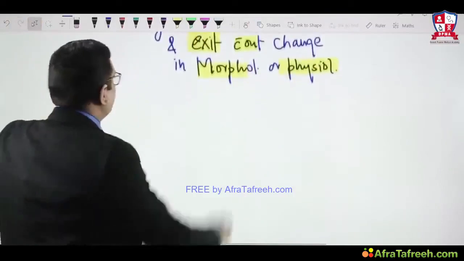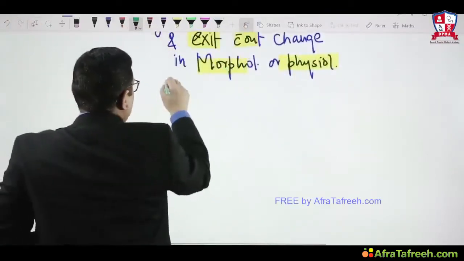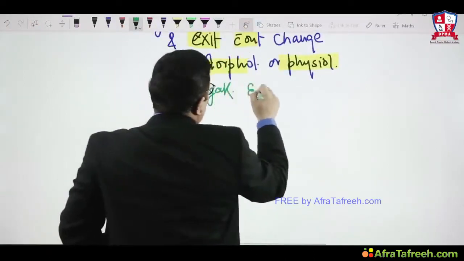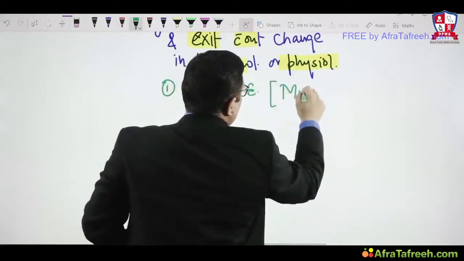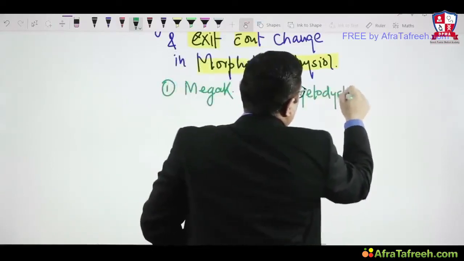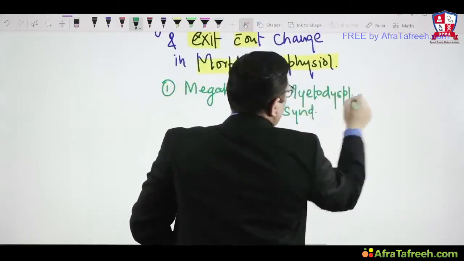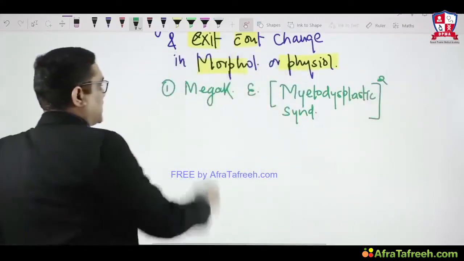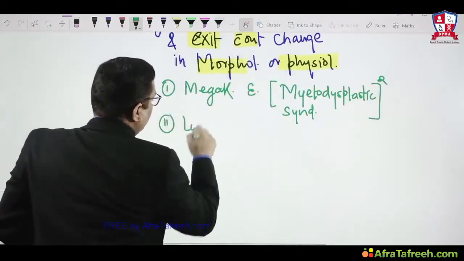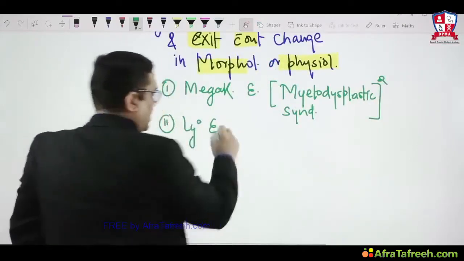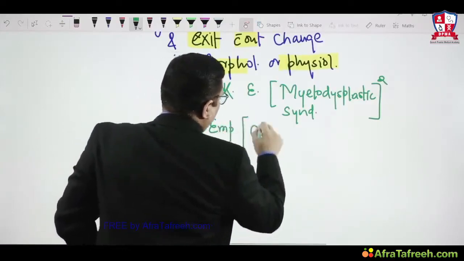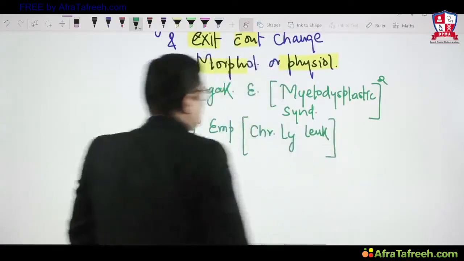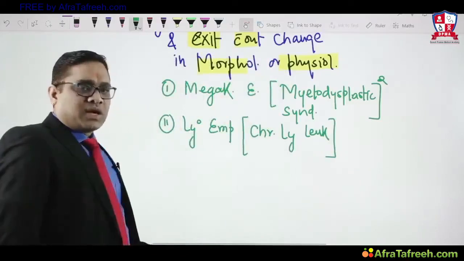So what are the examples of emperipolesis which we have to keep in mind, right? An example of emperipolesis is megakaryocytic emperipolesis, which you see in myelodysplastic syndrome. This was a question in the All India exam 2014. In myelodysplastic syndrome, megakaryocytic emperipolesis will be seen. Lymphocytic emperipolesis will be seen in chronic lymphocytic leukemia, CLL, right?